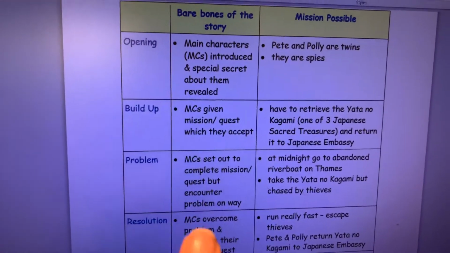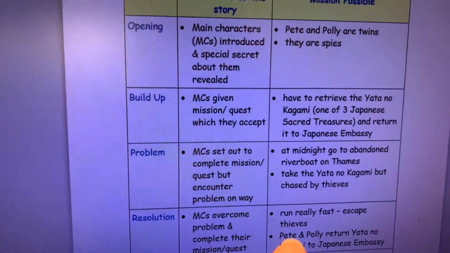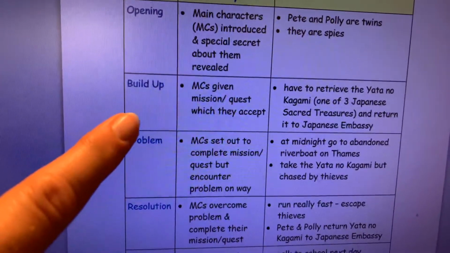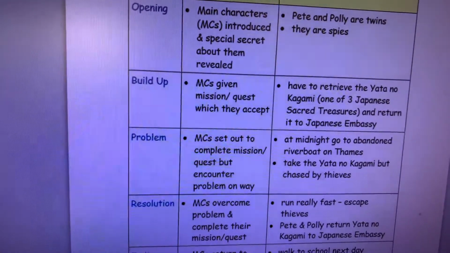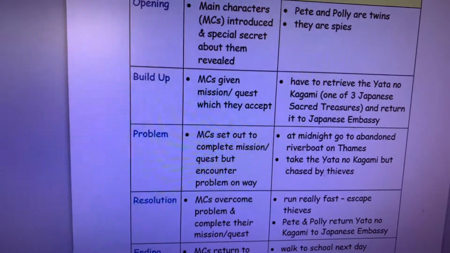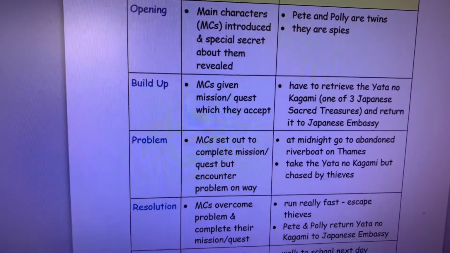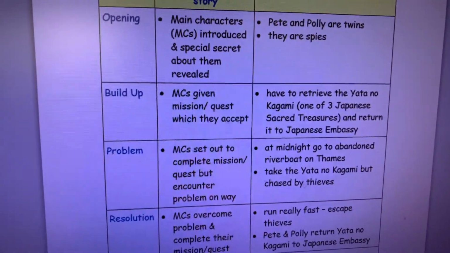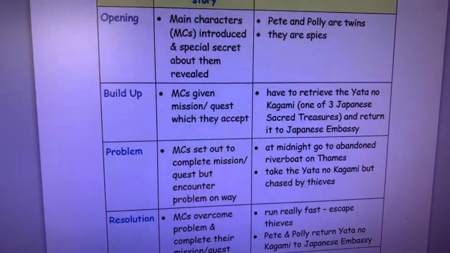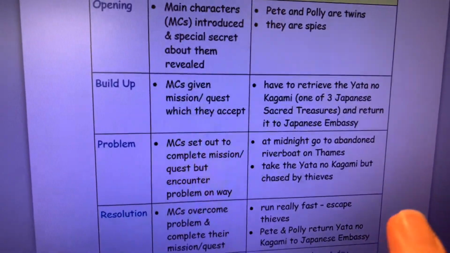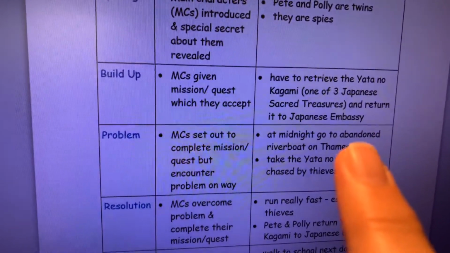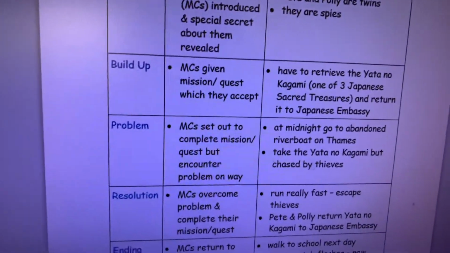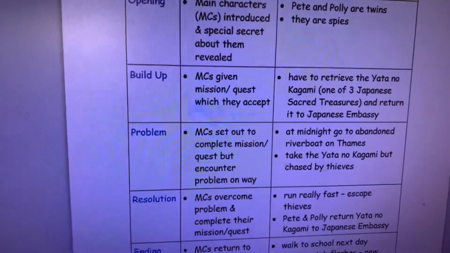In the build-up, you're now giving a bit more information on what's going on. You want to explain how your spies are given the mission, are told what to do, and how they decide if they're going to accept it or not. So if you look at the Mission Possible that we've already heard, they have to retrieve the sacred treasure and then return it. Right? So what is the problem though in Mission Possible?